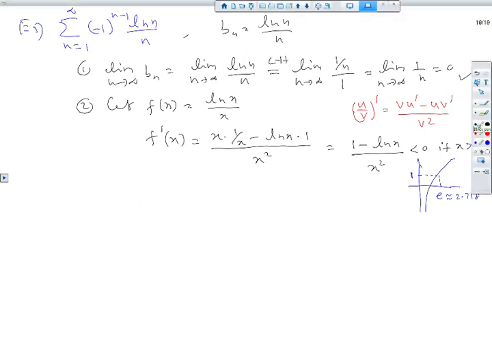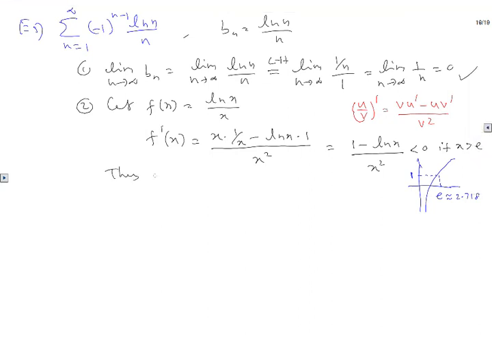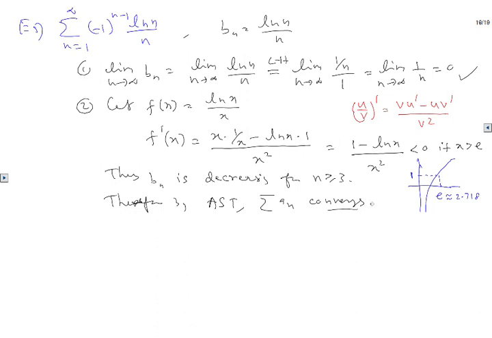So that means the function is decreasing. Thus the corresponding function b_n is decreasing for n greater than or equal to 3, because e is 2.7. Therefore, by the alternating series test, sigma a_n converges. Okay, so it's not that bad. It's a simple argument. So let's do the last one.